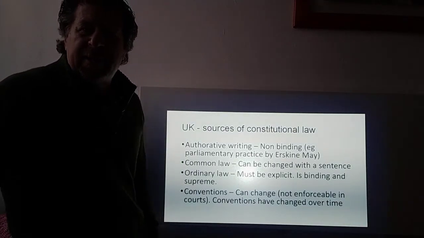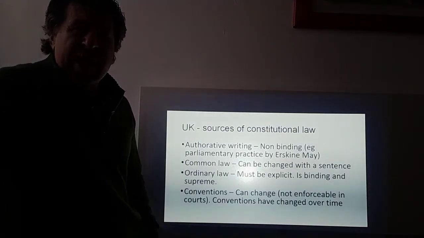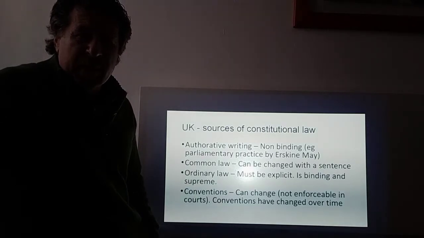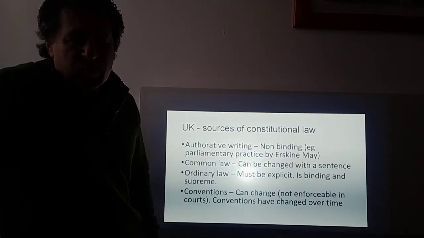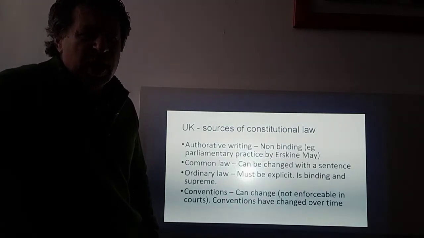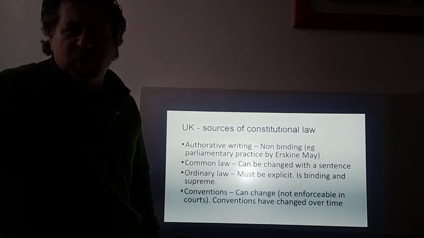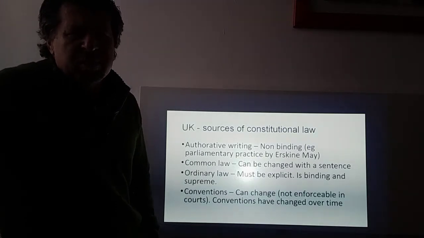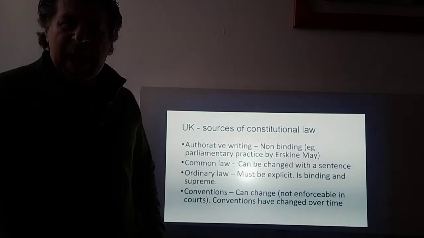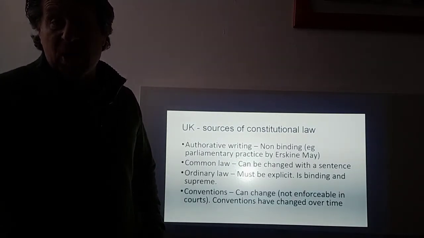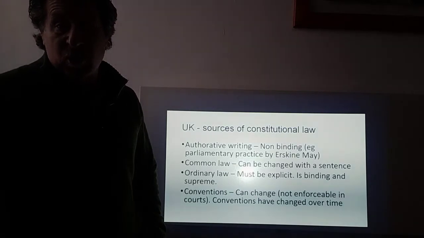Right, today I'm going to talk about the UK Constitution. We've looked at the Italian Constitution. For the Italian Constitution, there is one source of law, the Constitution, the written document. That is the source, and there's one organ which interprets that. That's the Constitutional Court.